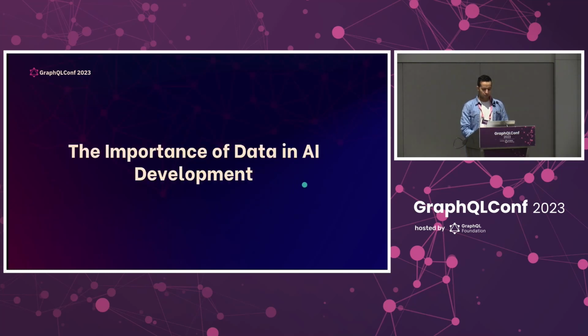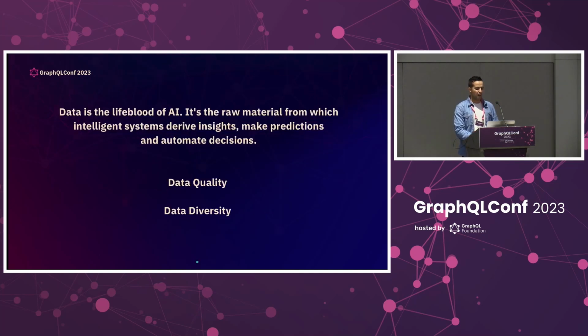So what is the importance of data in AI development? It's a hot topic nowadays. Everything is running on AI today. And there is no AI, I would say, without data. Data is the backbone of AI. If you don't have data, you don't have an AI. Or if you have corrupted data or low quality data, you have an untrusted AI. When we talk about data in AI, we focus on two things: the data quality and the data diversity.